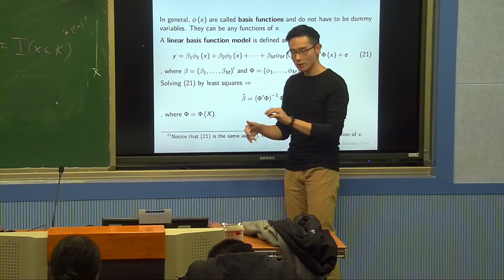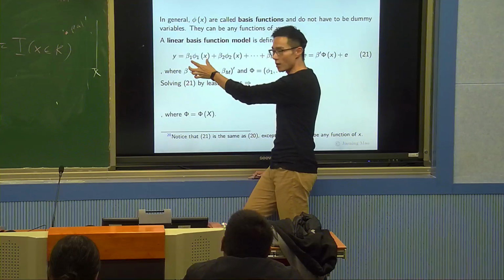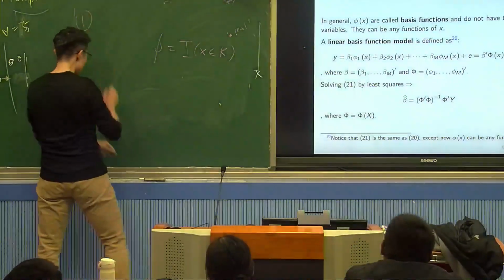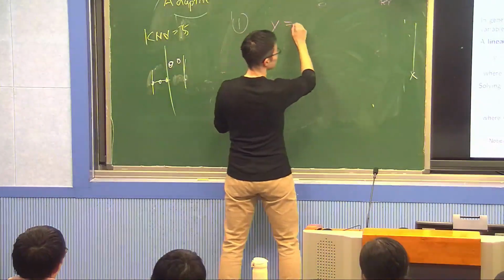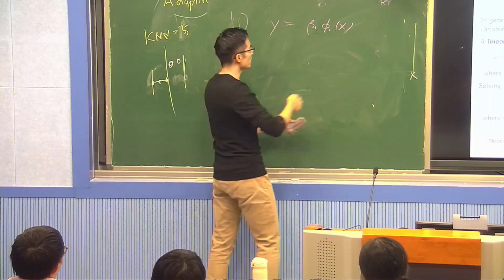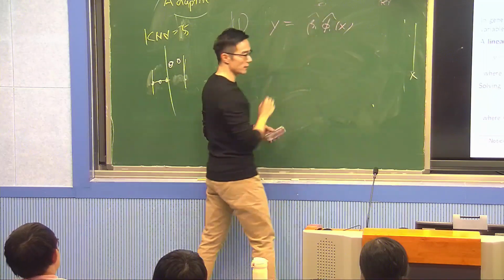So let's fit this one first. Forget about this, okay? Let's fit y equal to beta 1, phi 1 first. So in round 1, let's just do y equal to beta 1, phi 1x. Let's find out the optimal phi, and let's find out what the beta 1 is. So that's the first step.